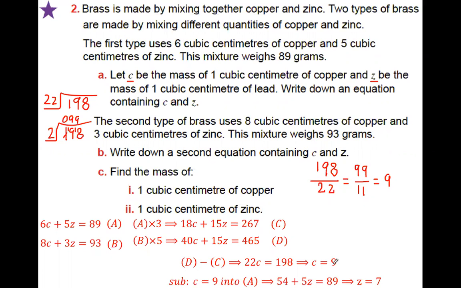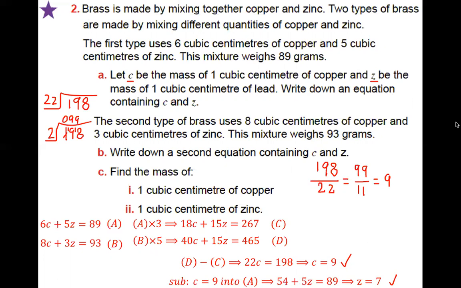Next, we sub C into one of them too. So I picked 6C because 6 times 9 is 54, plus 5Z equals 89. And then you take away 54 from both sides. So 89 take away 54, that's 35, I think. You divide by 5 on both sides, and then you end up with Z equals 7. So C equals 9, Z equals 7.